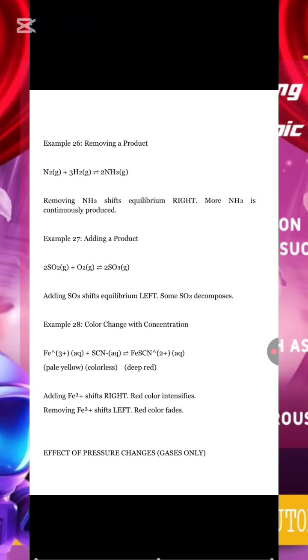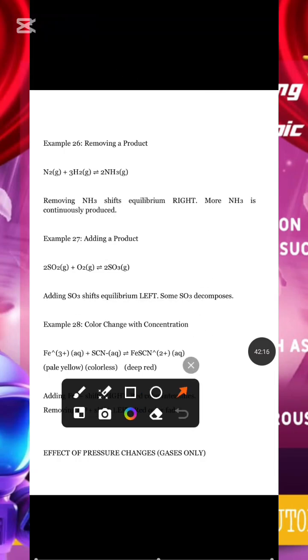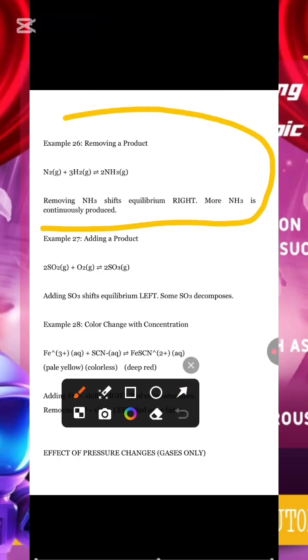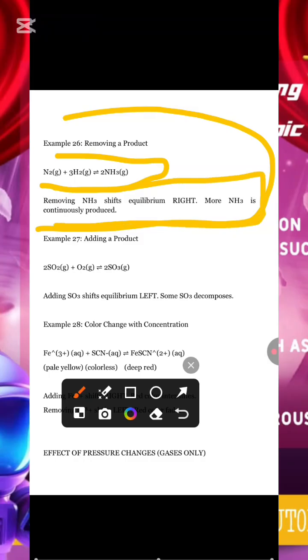Okay, now observe example 26 right here. This is the same reaction we are working with again. Now observe the reaction and observe the notes I added. Observe it very well. Removing NH3, which is ammonia, shifts equilibrium to the right. Remember that if you remove from anywhere, equilibrium will shift towards that direction.